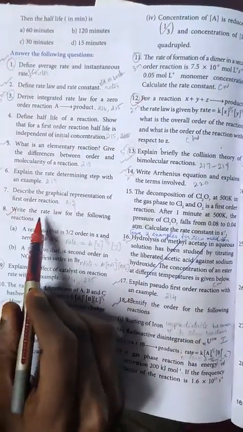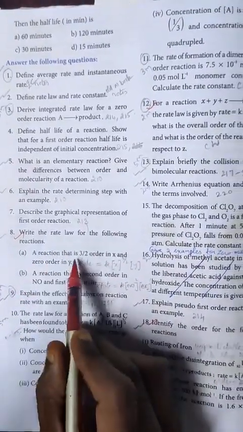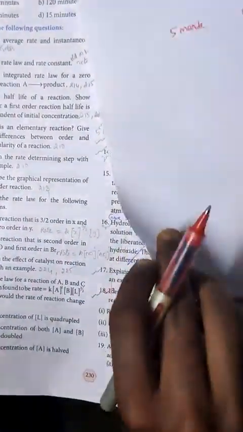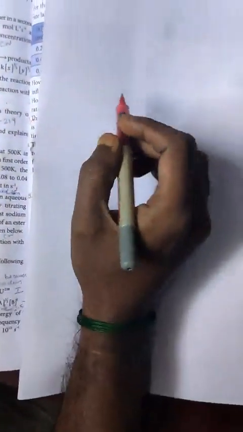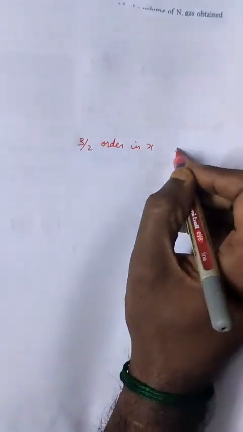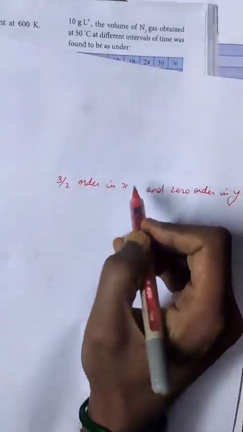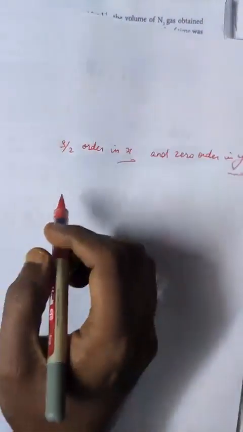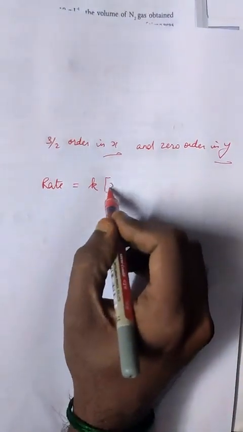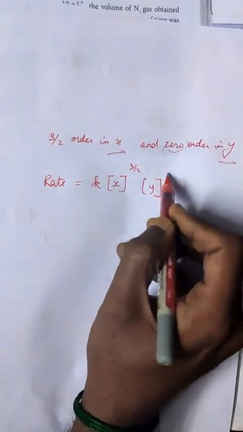For example, 8th question you see, write the rate law for the following equation. Reactant A, a reaction that is 3/2 order in X and 0 order in Y. 3/2 order in X and 0 order in Y. So these are the reactants. X and Y are the reactants. Okay. So rate is equal to rate constant into concentration of X power 3/2 into concentration of Y power 0. So this is the answer.